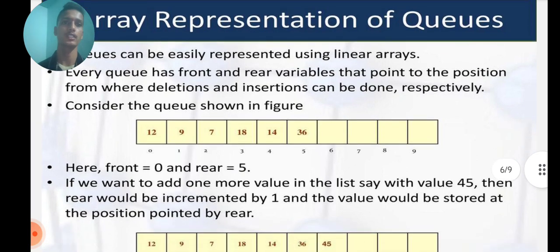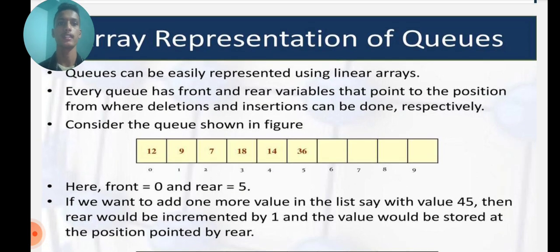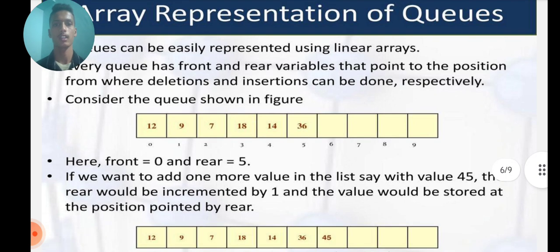Representation of queues using arrays. Queues can be easily represented using linear arrays. Every queue has front and rear variables that point to the position from where deletions and insertions can be done respectively. Consider the queue shown in the figure. Here is the figure where the front end means the deletion, and the rear end means the insertion. The deletion will be done at the front end and the insertion will be done at the rear end.